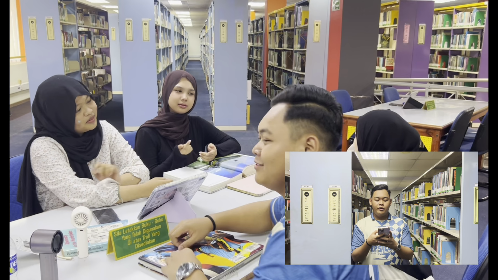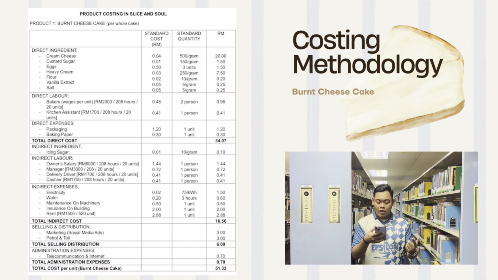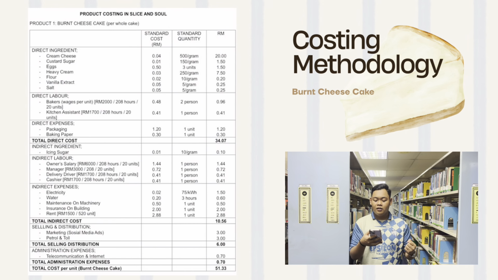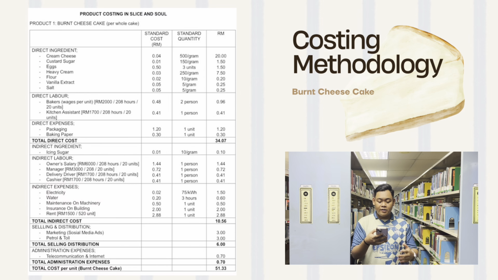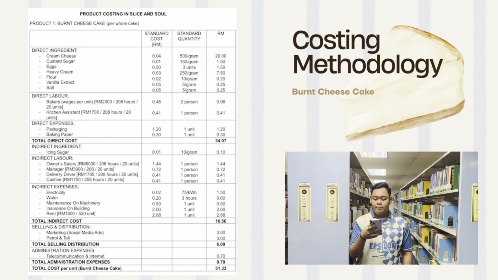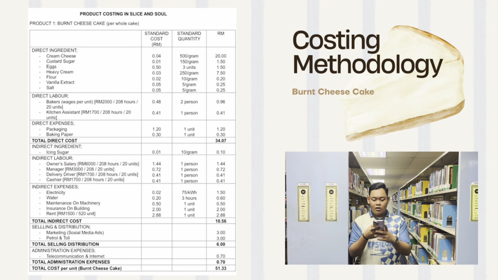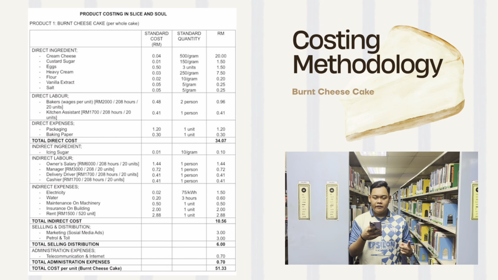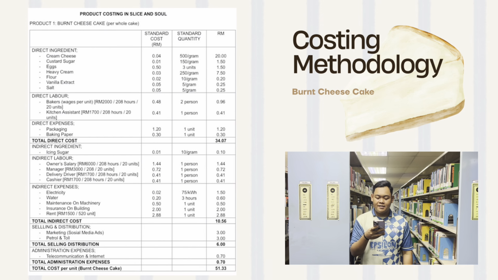For the other ingredients, we use cream cheese, custard sugar, eggs, heavy cream, flour, vanilla extract, and salt. The total cost for these ingredients is RM31.90. Next is the direct labor, which includes the baker and the kitchen assistant. Their total labor cost is RM1.37. Then the direct expenses such as packaging and also baking paper cost RM1.50. And the total direct cost for one whole burnt cheesecake is RM34.07.